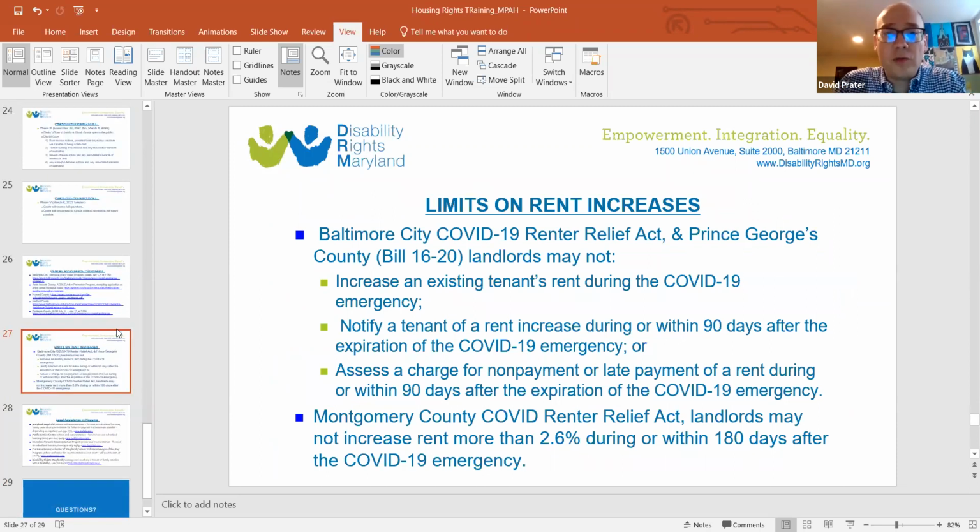Some other COVID-related issues that have arisen. There are several jurisdictions who have passed legislation that prevented rent increases during the governor's state of emergency.